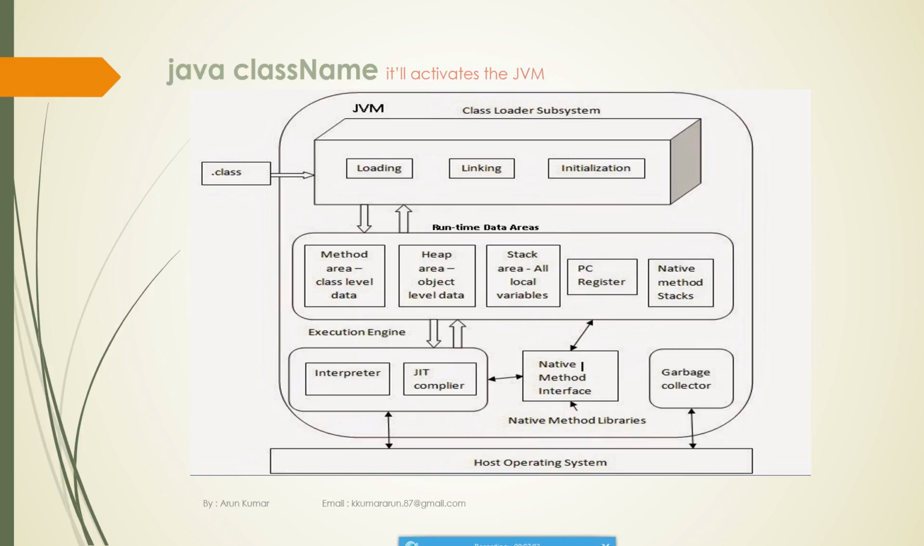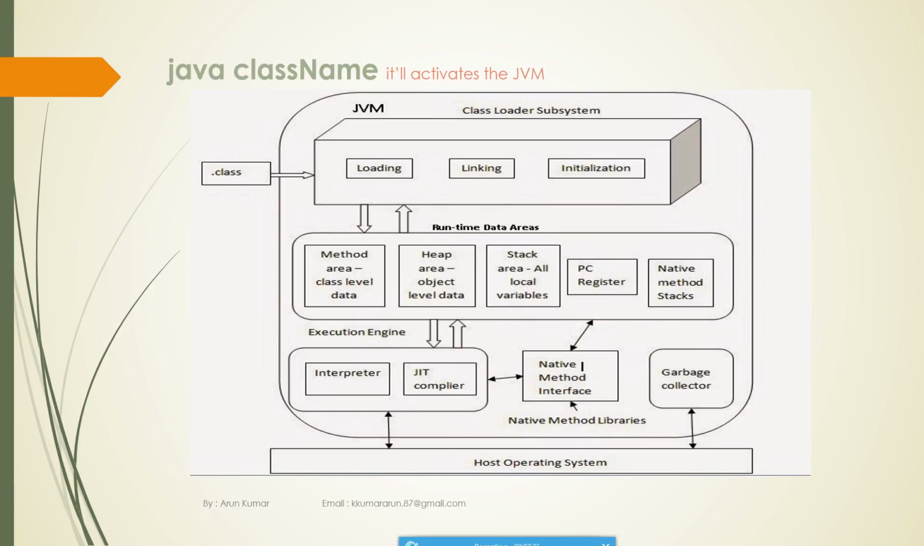And what is the PC register? It holds the address of the current executing instruction. That means which task is executing at present, it will hold the address of that task. Then the native method stack holds the native method information. For every thread, a separate stack will be created.